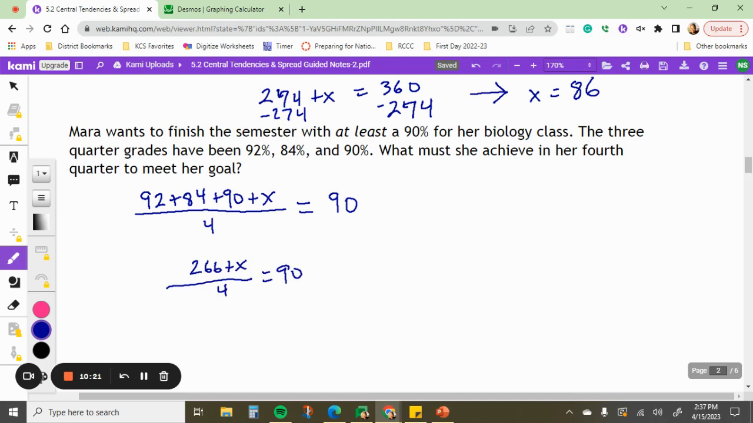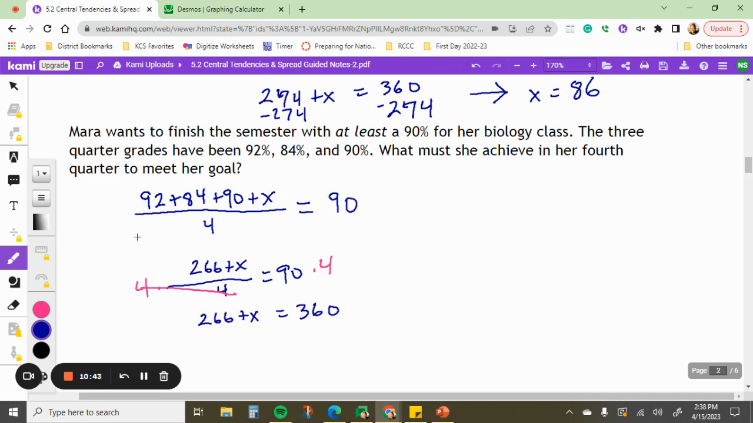So the next thing I want to do is multiply both sides of the problem by 4 so that I can work on getting X by itself. The 4's cancel out over here. And I'm going to get 266 plus X equals 90 times 4 is 360.